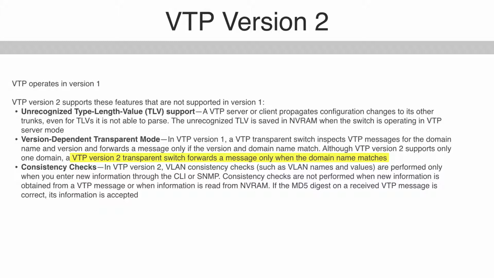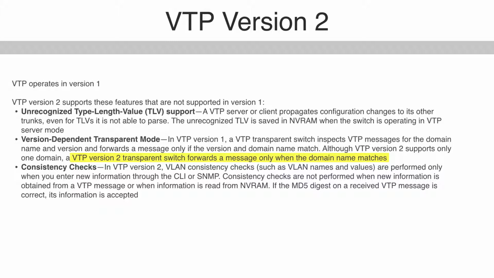VTP version 2. If you use VTP in your network, you must decide which version of VTP to use. By default, VTP operates in version 1. VTP version 2 supports these features that are not supported in version 1. Unrecognized type length value, TLV, support. A VTP server or client propagates configuration changes to its other trunks, even for TLVs it is not able to parse.